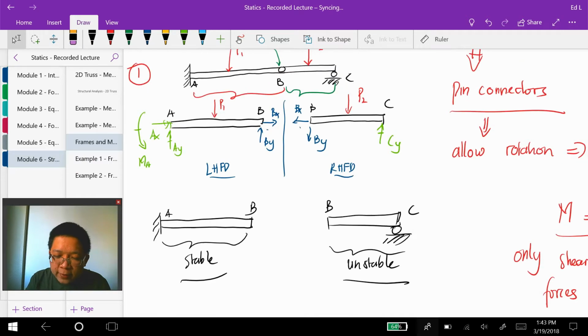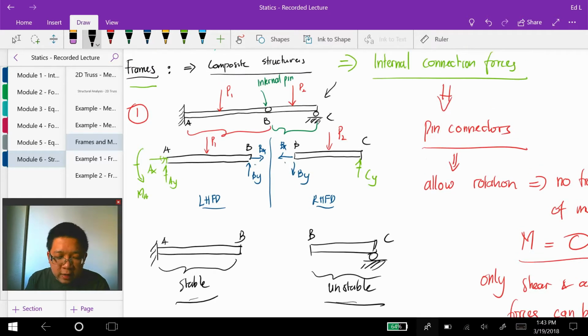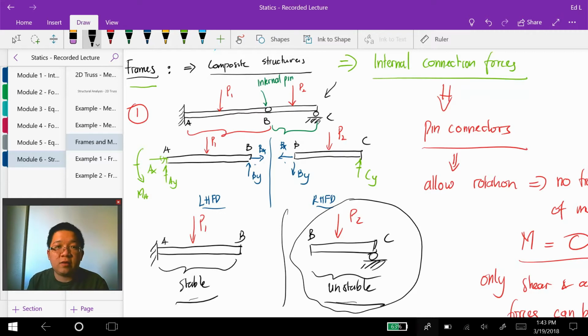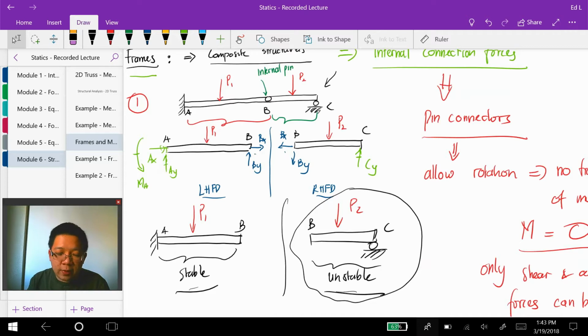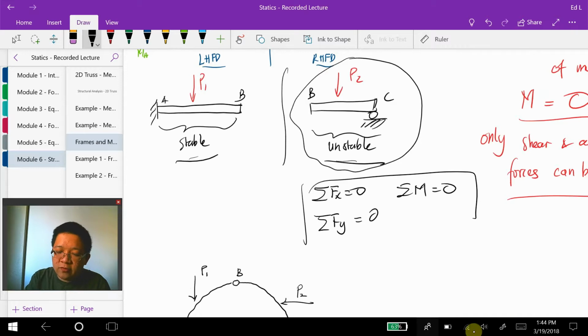Okay, so if you are able to identify the stable and unstable structures within a composite structure, then it will be much easier for you to start by solving the unstable structure first. In the unstable structure you can apply the equilibrium equations, which are the sum of the forces in x equal to 0, sum of forces in y equal to 0, and sum of the moment at any point equal to 0, to solve for all of the unknowns, including the pin connection forces BX and BY here.